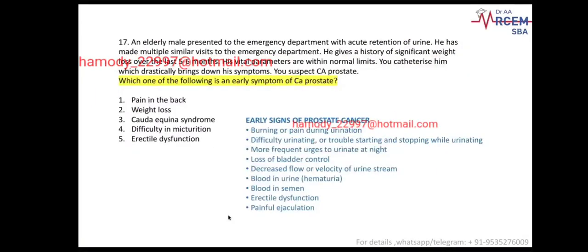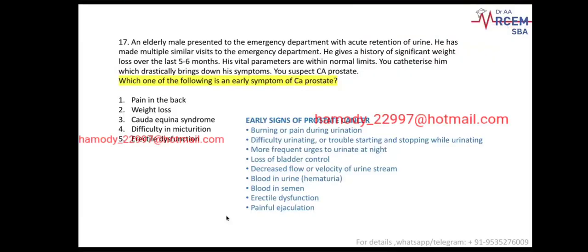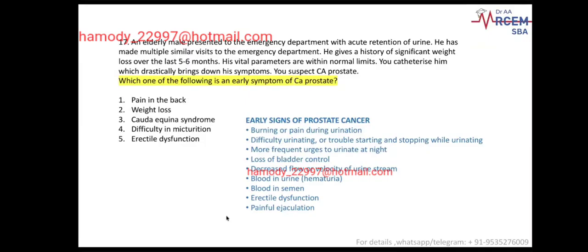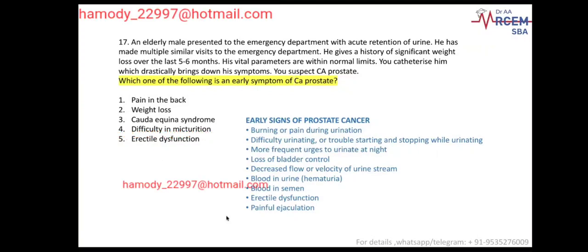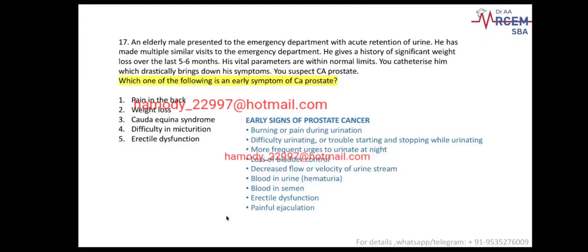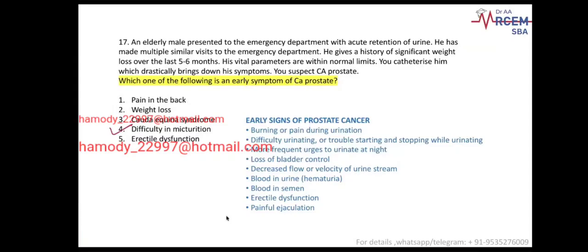Which of the following is an early symptom of CA prostate? There is no specific literature which says which one is the early symptom. But if you use common sense, most of the time CA prostate involves the urinary tract. So most likely difficulty in micturition should be one of the first symptoms this patient will present with to the emergency department.